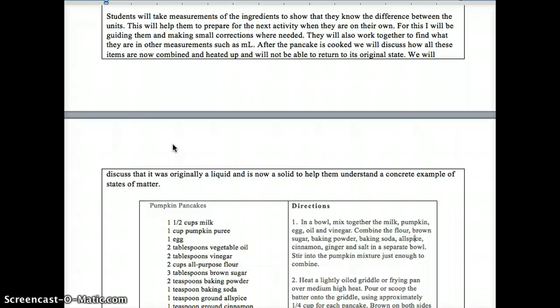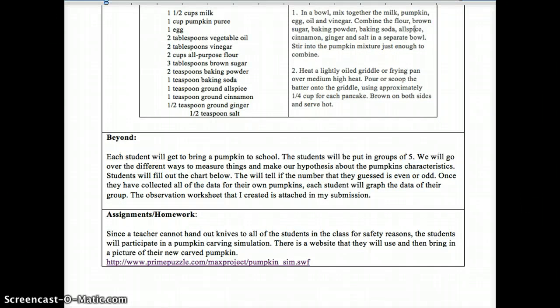And we'll also talk about different ways to change the unit, such as cups or tablespoons, how many teaspoons are in a tablespoon, things of that nature. And so I feel like this is a good practice for the next step, which is the beyond. The students can bring a pumpkin to school, and we're going to get into groups, and we're going to take different measurements of this pumpkin.